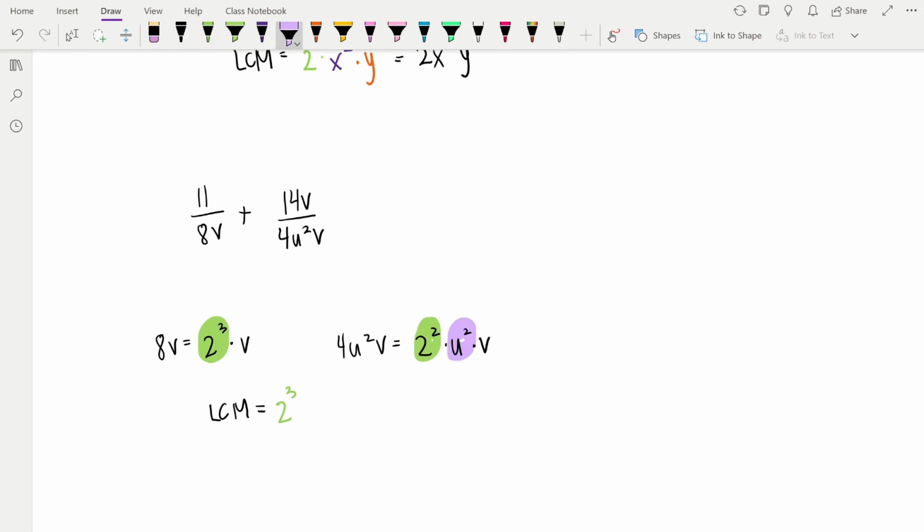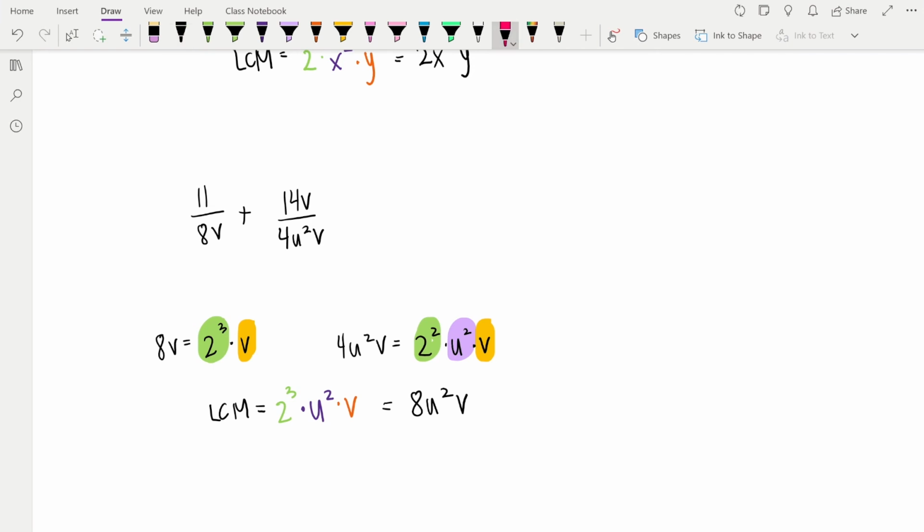And we can look at u. You don't have to go in alphabetical order, I just always do. This one has a u squared, the other one doesn't have anything. So I need to take both of those u's with the u squared. And then here's a v and here's a v. So I'll need to take one v. That means that the least common multiple is 8u squared v.